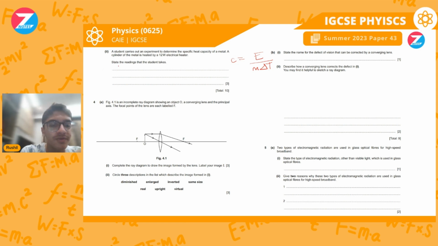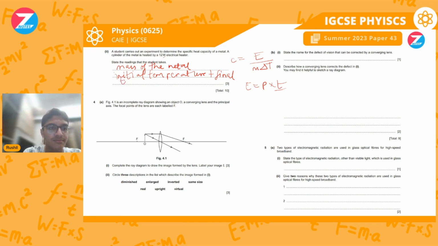So we need three readings: the mass of the metal, the initial and final temperature, which will give us the change in temperature. Change in temperature is not a reading we can take. So, we have to take the initial and final temperature. And so for the energy, we know that energy is equal to power into time. We already know the power of the heater, which is fixed. So we just need to find out the time, which is the reading we have to take. So that's just time taken. These are your three readings.